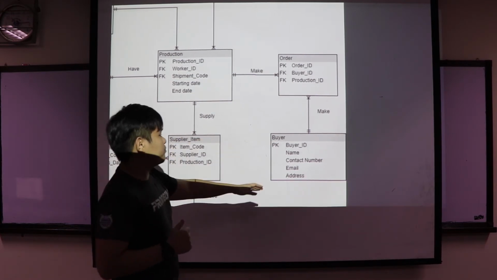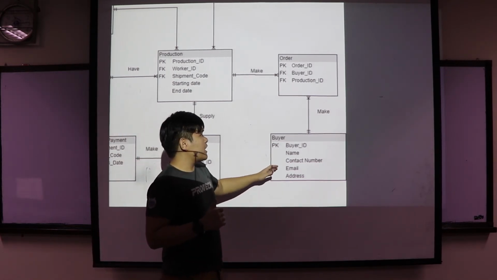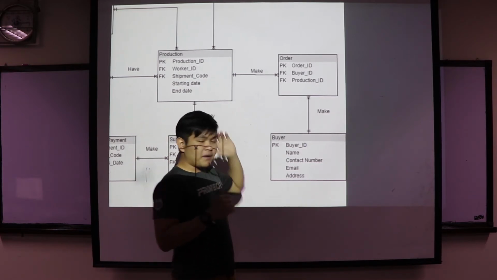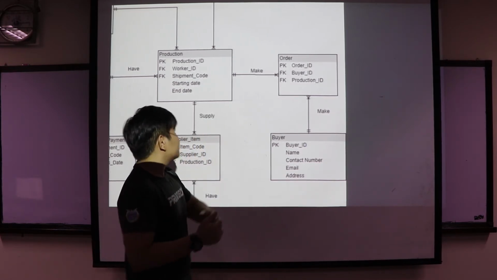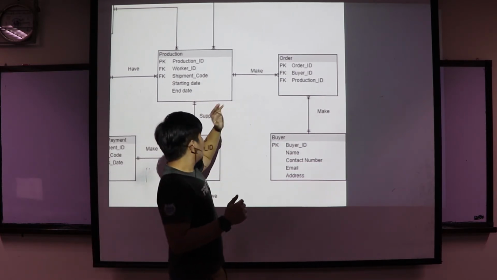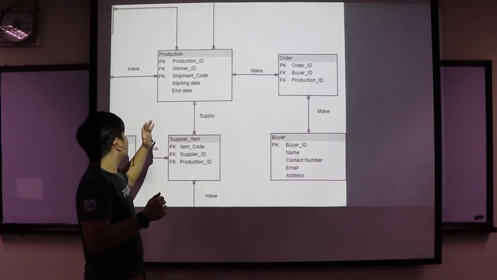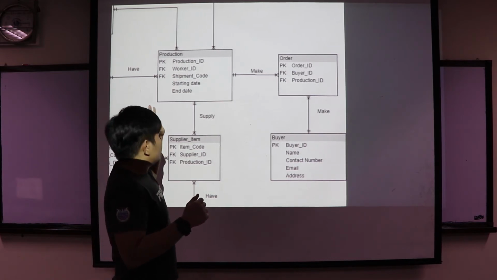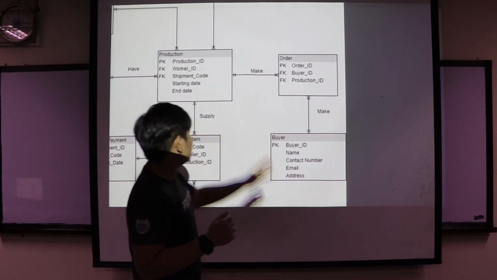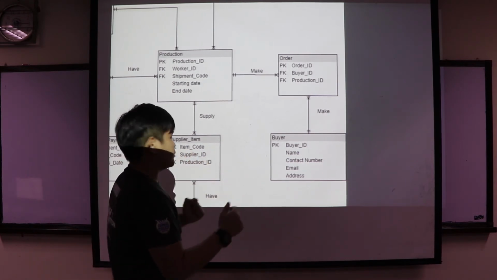In these three tables, we can easily know buyers can make many orders. One order can be made by a specific buyer, and based on these two tables, production and orders, we can know one production can have many orders, but one order can only be made by one production. Back to the question.